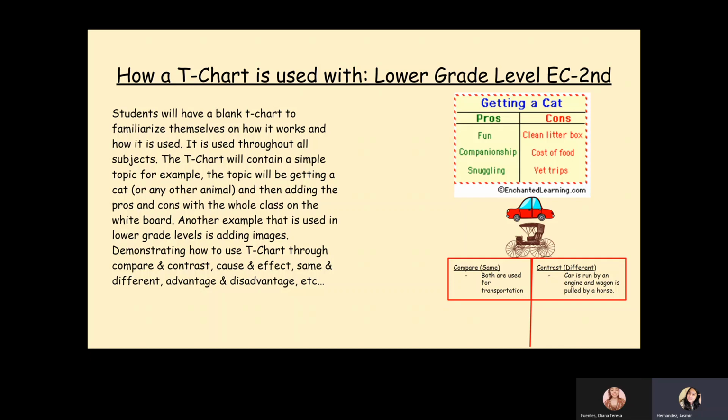And now another comparison, whenever you have two topics, is comparing what's the same about a car and a wagon. So both are used for transportation. And what's different in the contrast is that the car is run by an engine and the wagon is pulled by a horse or a donkey or an ox.